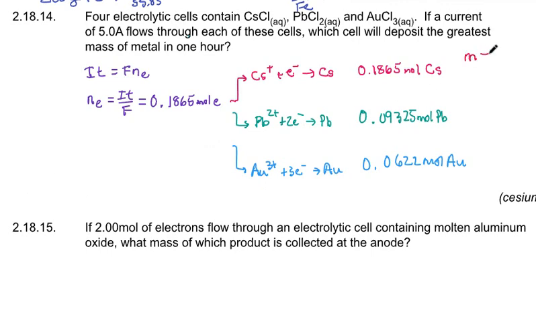The mass of cesium is its number of moles times its molar mass. So 0.1865 times, I have no idea what cesium's molar mass is. It is 132.91. From that we get 24.79 grams of cesium. Next contestant is lead, 0.09325 moles of lead times lead's molar mass is like 207.2, I think. Yeah, 207.2 grams per mole.